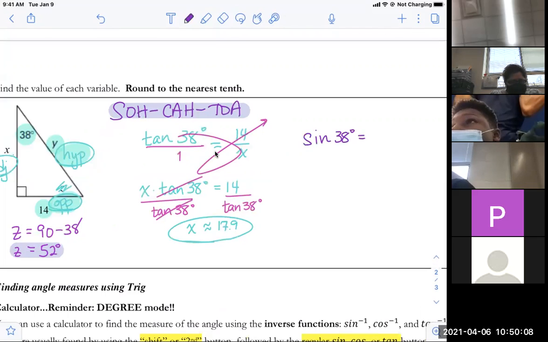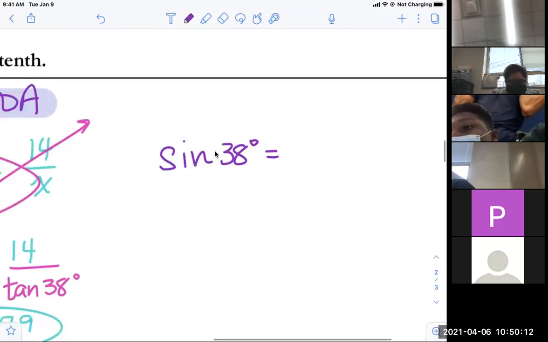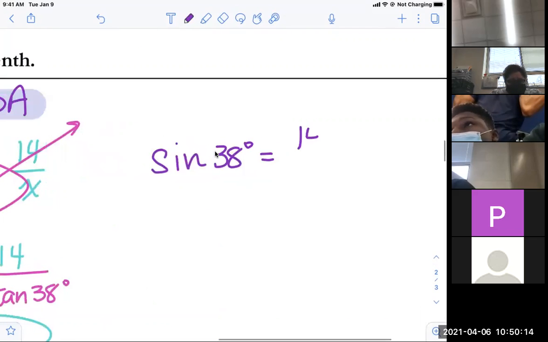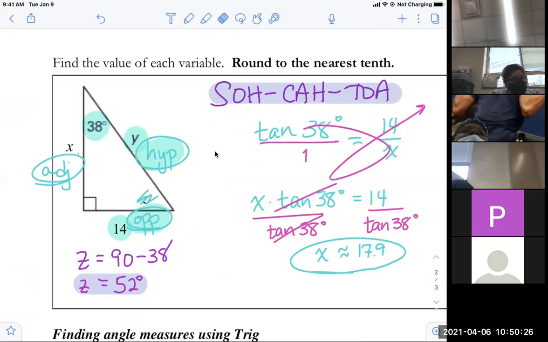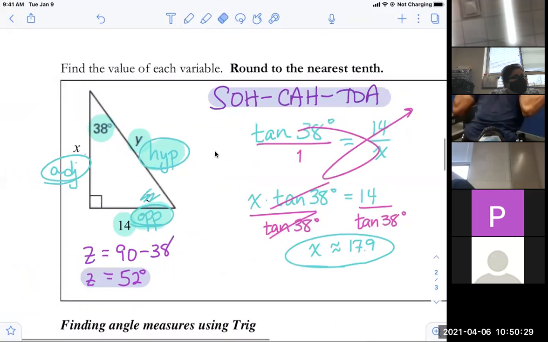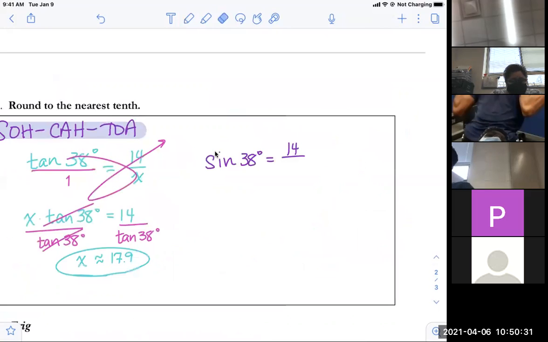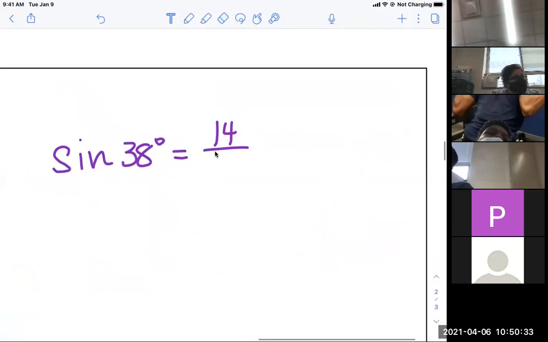Sine is opposite over hypotenuse, so what's the ratio? Yeah, 14 over... Sine of 38 is opposite over hypotenuse. So it'll be 14 over, that's what we're trying to find, right? What's the variable? Y.